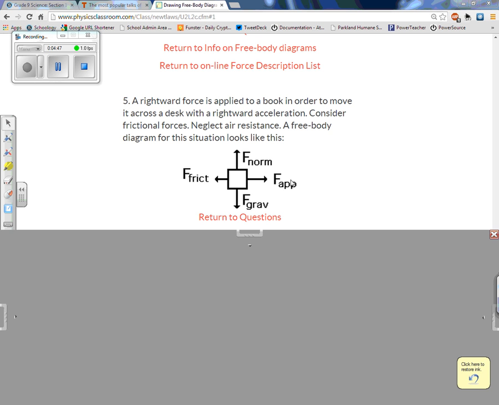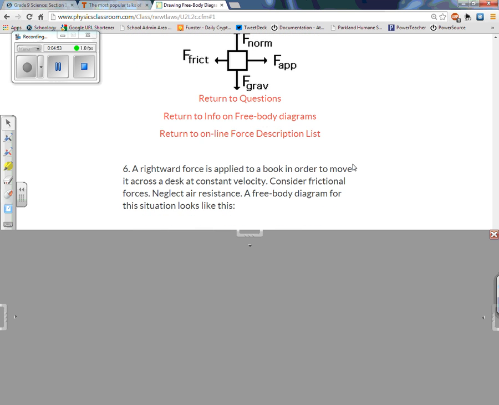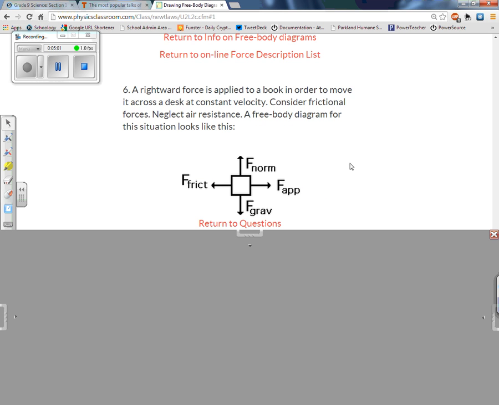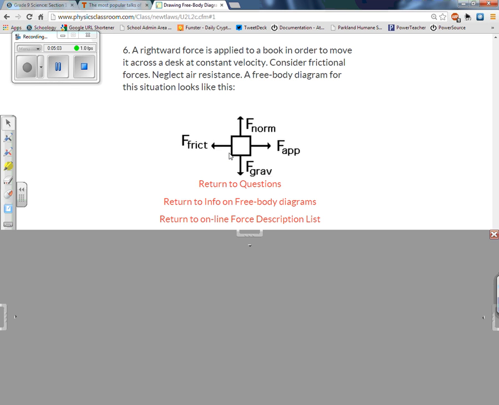Yeah, if you're going to do that one, I would do a nice long applied force that's clearly greater than that. Okay, the next one, I think it's exactly the same situation with one exception. This one is moving at a constant velocity. So in this case, it's going to have the applied force exactly equal to the friction force, right?